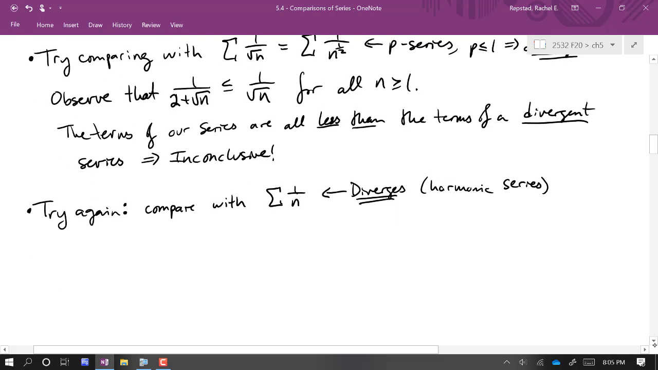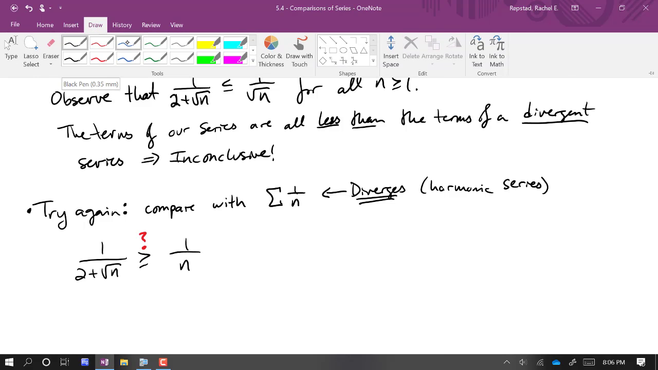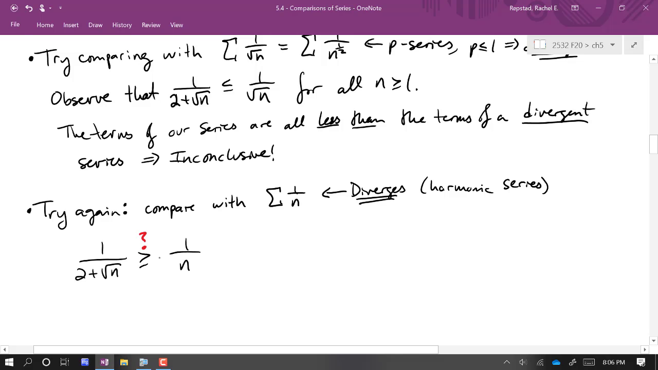So now, if the direct comparison test is going to be conclusive for us here, we're trying to see, is 1 over 2 plus root n, is this greater than, and that's a question, is this greater than 1 over n? So I'm going to work with this inequality, treating it as a big question mark, and then see what we can conclude in the end. I'm going to clear denominators, so I'm going to multiply both sides by n times 2 plus root n.